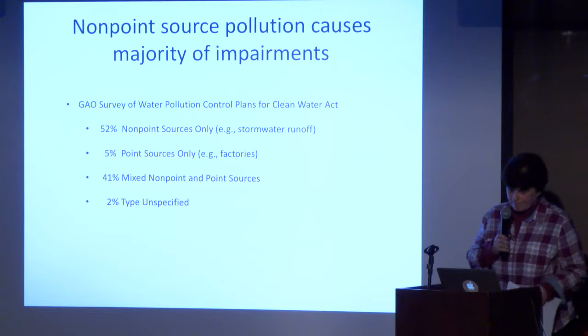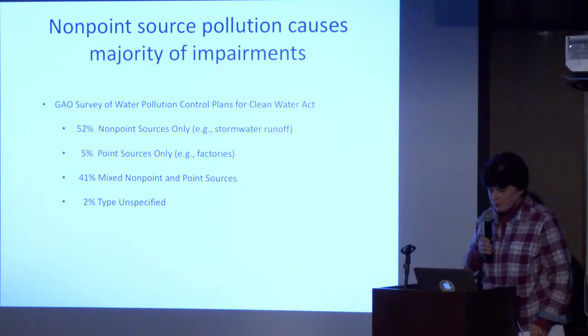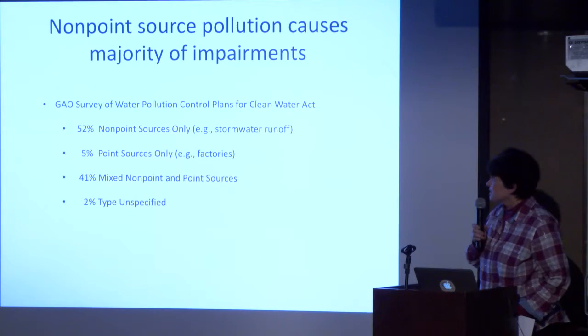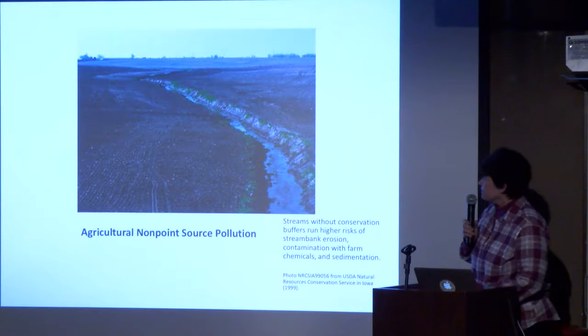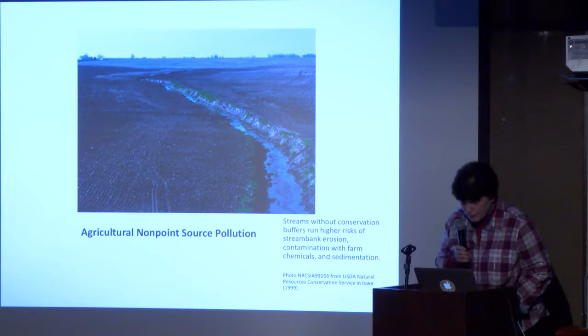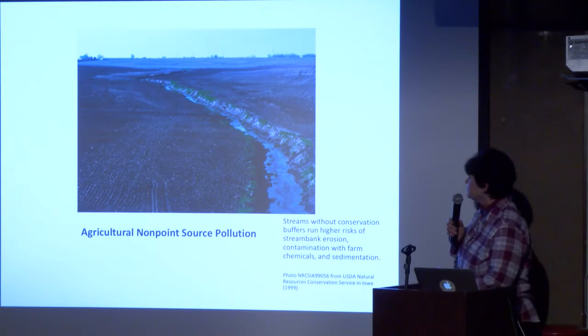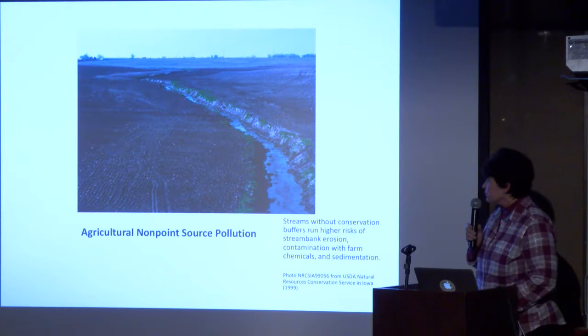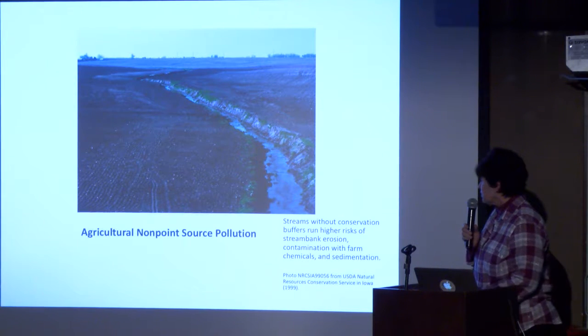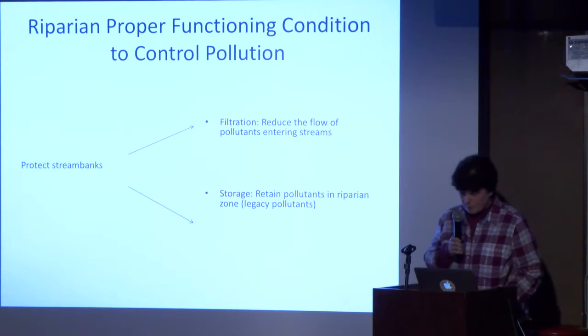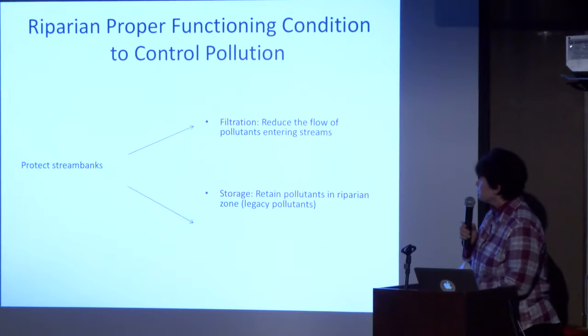Getting to the main part, non-point source pollution causes the majority of water quality impairments in the United States. A GAO survey of various control plans found that 52% had a majority of non-point sources. Agricultural non-point source pollution is the major source of the problem, and here's an example from Iowa: streams without conservation buffers have much more pollution.